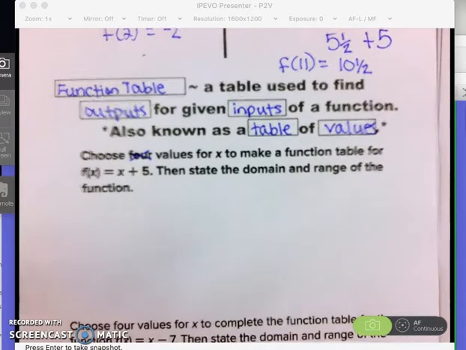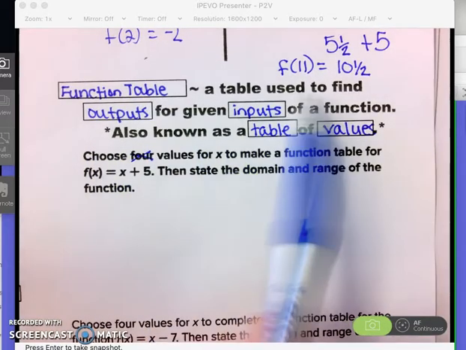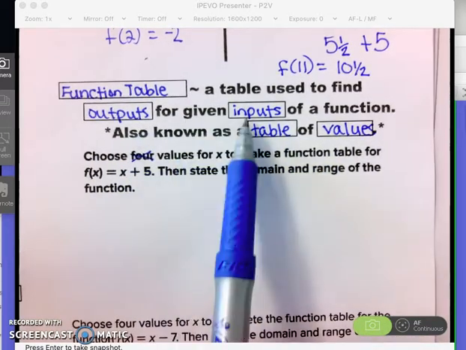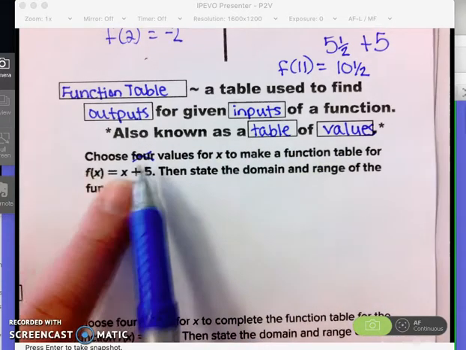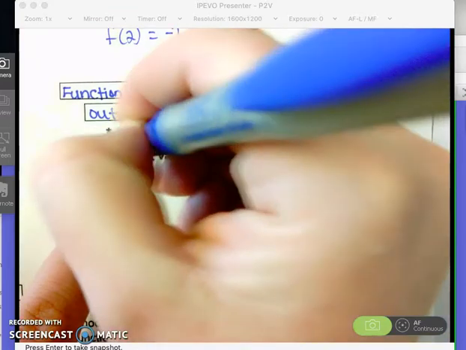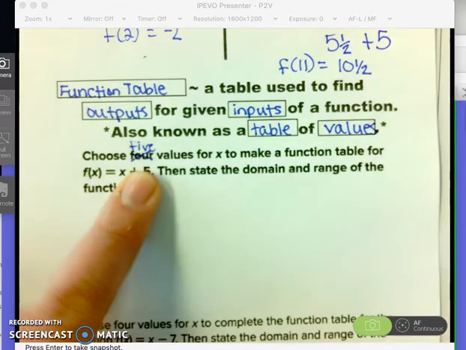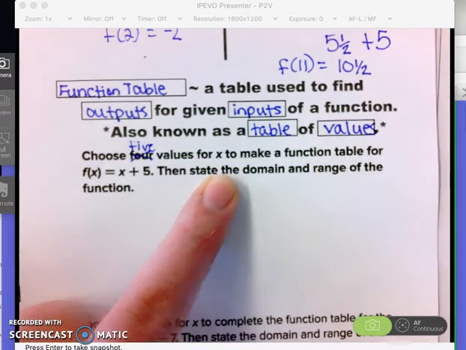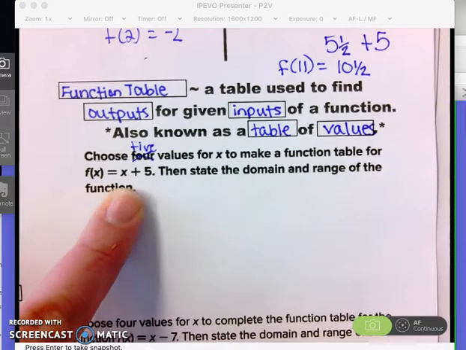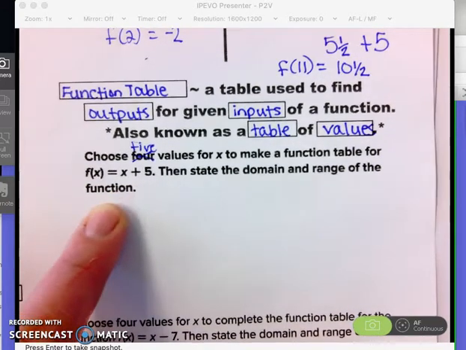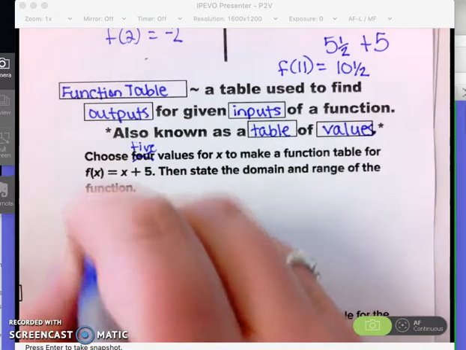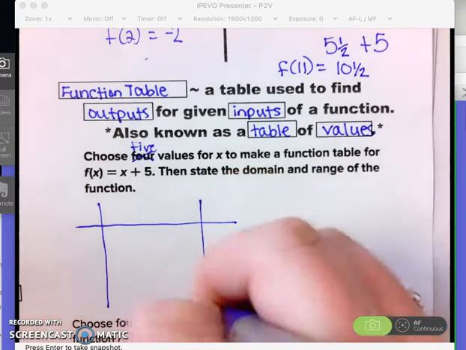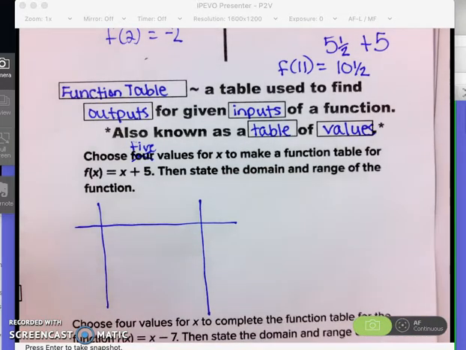Okay. A function table is a table used to find outputs for given inputs of a function, also known as a table of values. I want you to choose 5, not just 4, 5 values for x to make a function table for f of x is equal to x plus 5, and then state the domain and the range of the function. So we're going to start by creating our table, and we want to use 5 values for x.